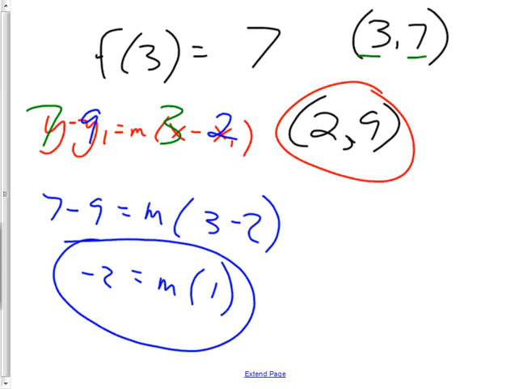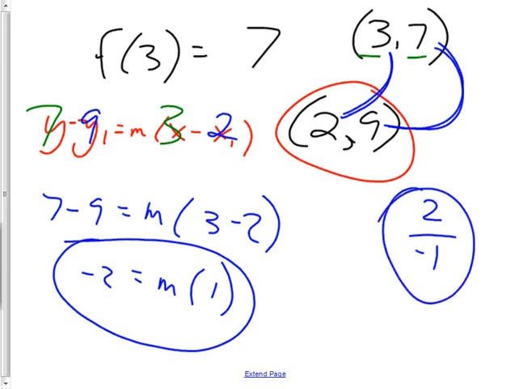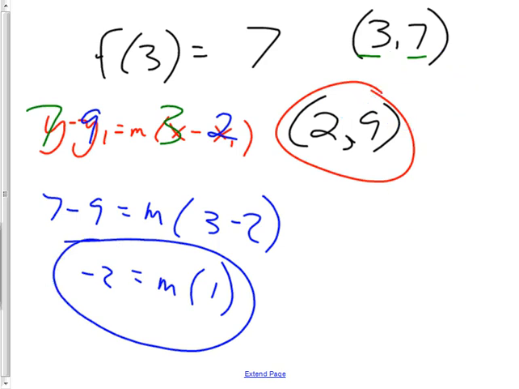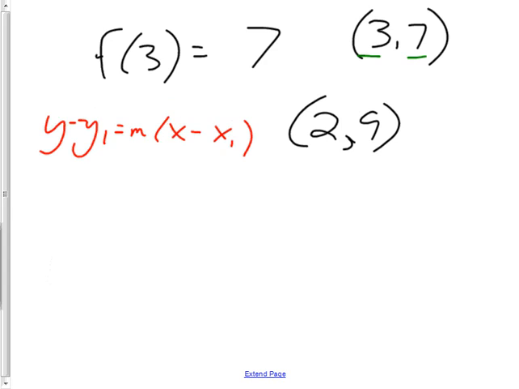Negative 2. Couldn't you have just gone this minus this over that minus that? Yes. It'll give you negative 2. I'm just showing you 2 ways to do it. Okay? Either way you like. Because this minus this, 9 minus 7 would be 2, over 2 minus 3 would be negative 1. When you divide those two, you get negative 2. And that's the same as what I got. Either way works.